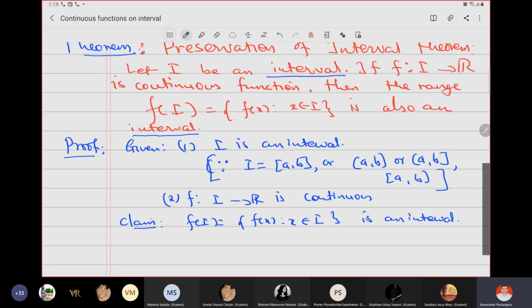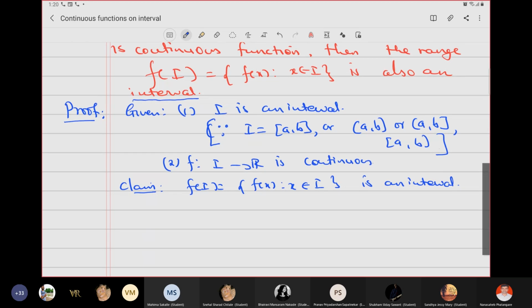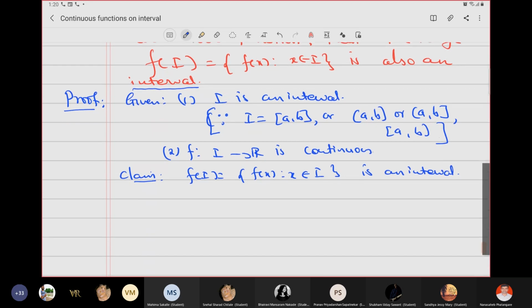Okay, so to prove that something is an interval, what is the basic definition of an interval? We select two elements x and y in the interval, and all the elements of the segment xy should be included in the interval.